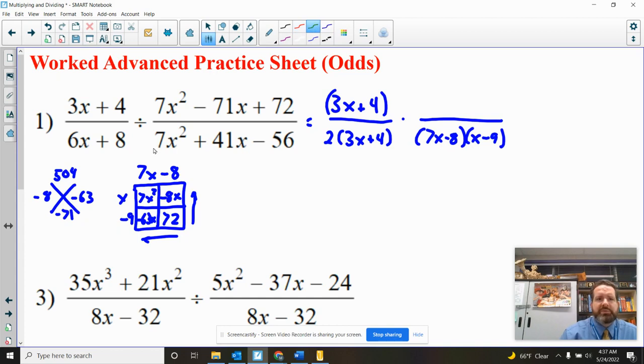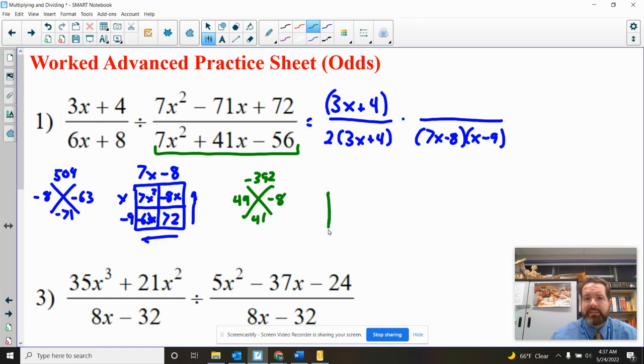Now, I'm just going to switch colors to make it a little easier to see. Let's do the same thing down here below. So 7 times 56. So I want numbers that multiply to negative 392 and that add up to 41. Do a little guess and check. So what we'll see is they multiply to a negative, so one's positive and one's negative. They add up to positive 41, so the positive number's bigger. You're going to end up with a positive 49 and a negative 8.